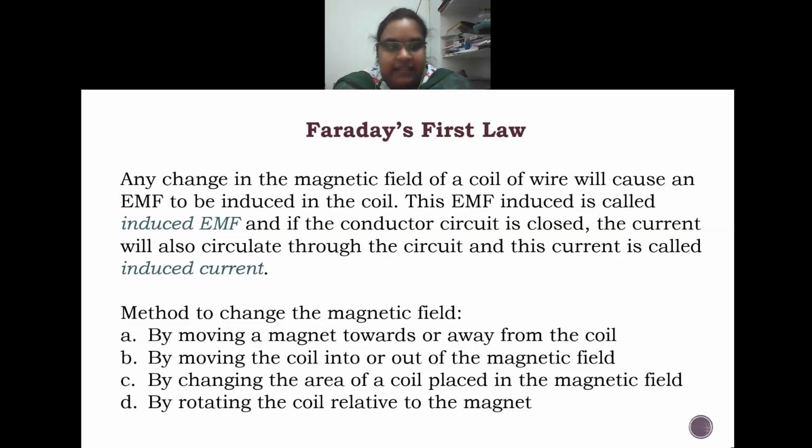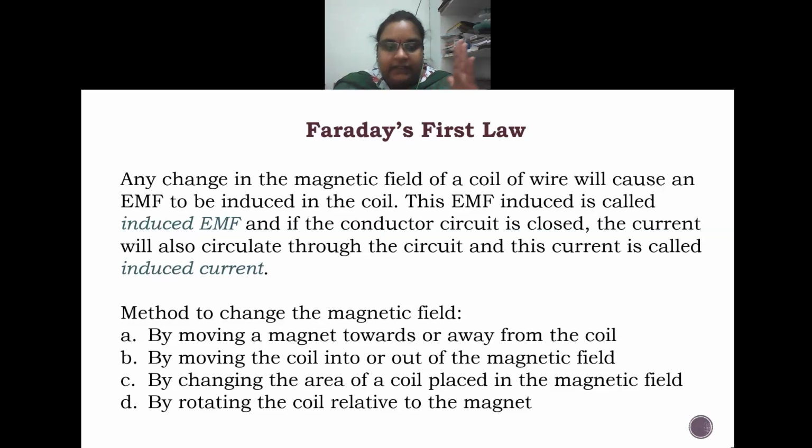So he's saying that you have to change the magnetic field of a coil. How to change the magnetic field of a coil? That is the next question, right? So he is giving us different methods to change the magnetic field. What are those methods? Let us see. He's saying, by moving a magnet towards or away from the coil. If we just move the magnet towards or away from a coil, then there will be a change in the magnetic field of the coil, and an EMF will be induced in that particular coil. So that is the first method.